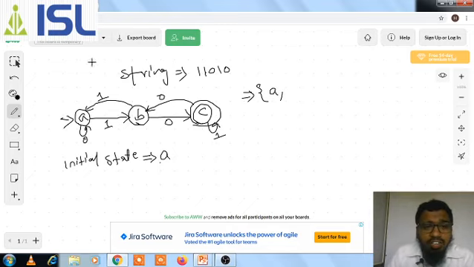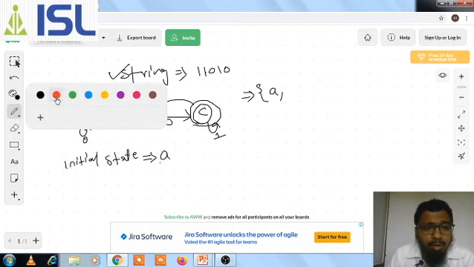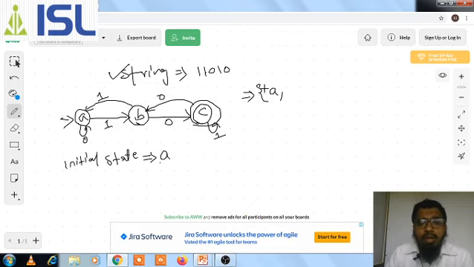And what is our string? The string is this. I will change the color. Okay. So what is the string? The string is 1 1 0 1 0 1 0. Okay, so this is the string.